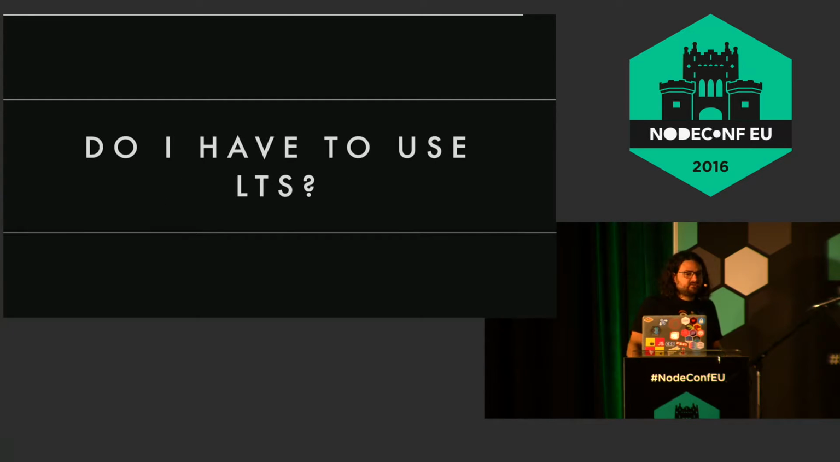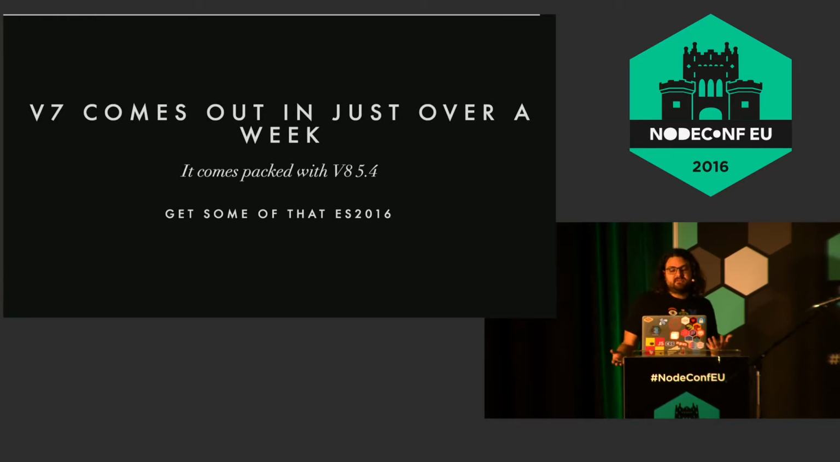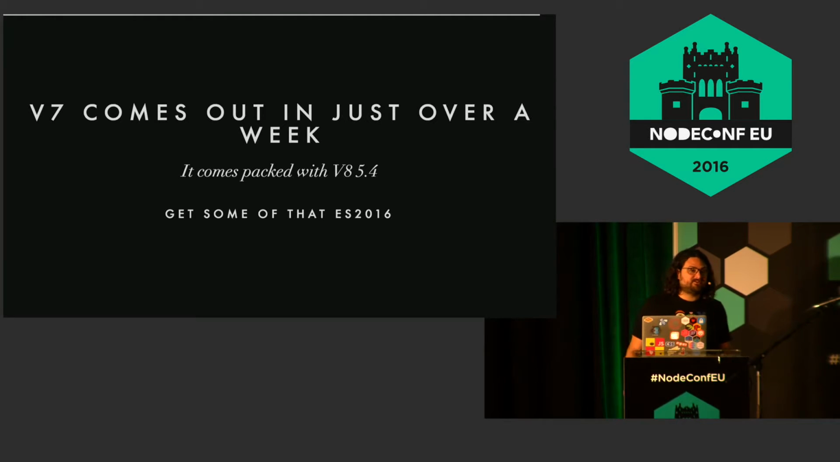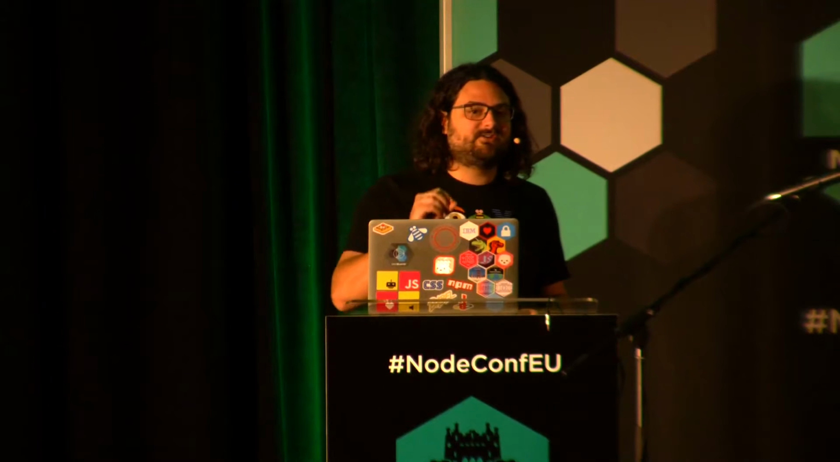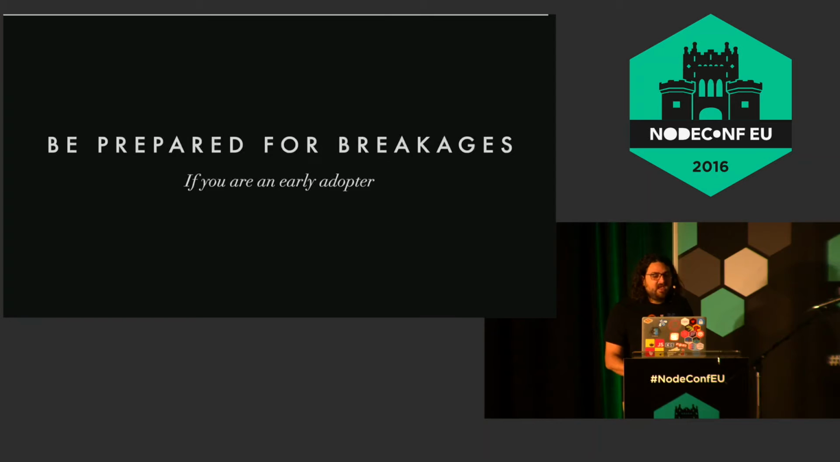Do you have to use LTS? No, I mean, you can do whatever you want. You're all adults, and I trust you to make good decisions. But V7 comes out in just over a week. And it's going to come with V8 5.4, which has a whole bunch of ES2016 goodies in it. Like, I don't know how long you've been waiting to use double star as an exponent, but I'm really excited about that. Or being able to use includes to check what's in an array. Like, this is going to be in Node next week, which is super cool. Maybe I don't want to run it in production, but it doesn't mean I don't want to run it on my system. But if you're going to use version 7, just be prepared for breakages if you're an early adopter.